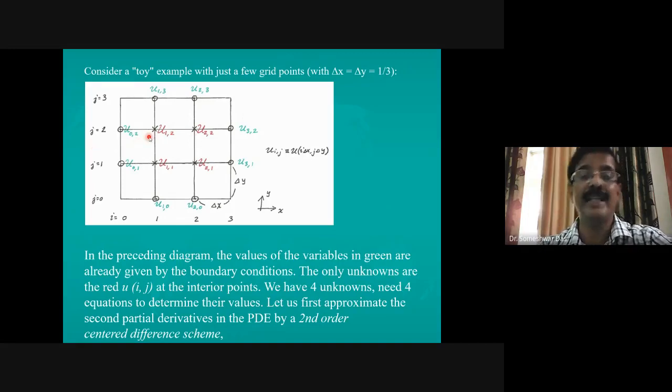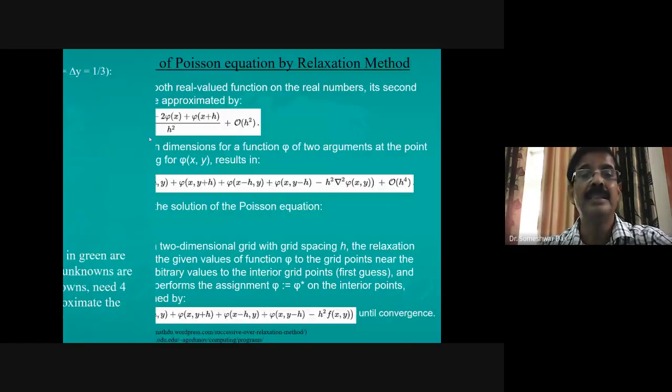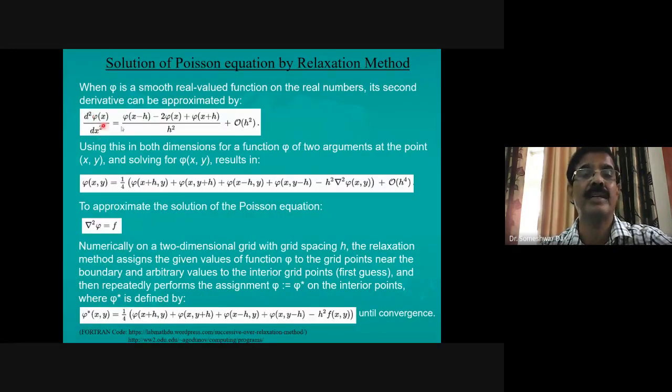For del square u by del x square, you will get this kind of thing. Del square u by del x square, you will get u at x minus h, minus 2 times u at x, plus u at x plus h, divided by h square, which is the grid distance, plus the remaining terms of the order of h square. Now using this in both dimensions for a function phi of 2 arguments at the point x, y, and solving for phi x, y results in phi x, y from this equation. If you solve it, you will get, now in our case, just substitute this.